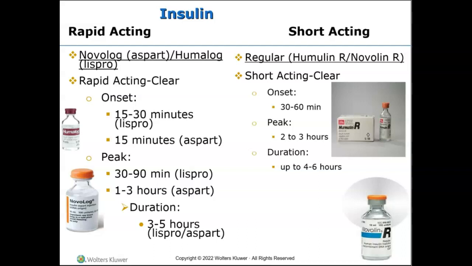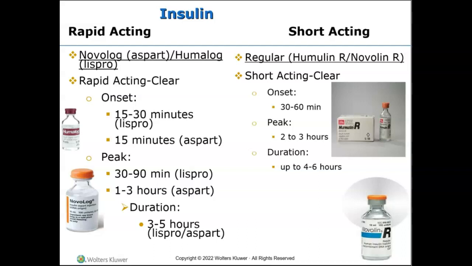Absorption is the fastest in the subcutaneous tissue in the abdomen, then the back of the arm, then the thigh, and lastly, the buttock area. The patient needs to rotate the sites, and it can be within one anatomical site, right? So it just needs to be rotated, because if they don't rotate the site, then they can build up scar tissue, which isn't good.